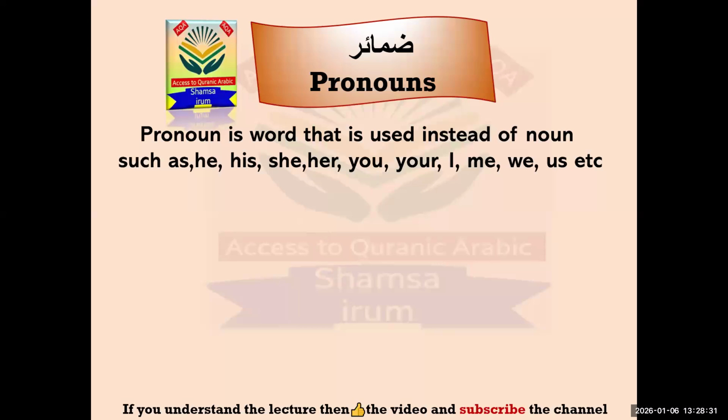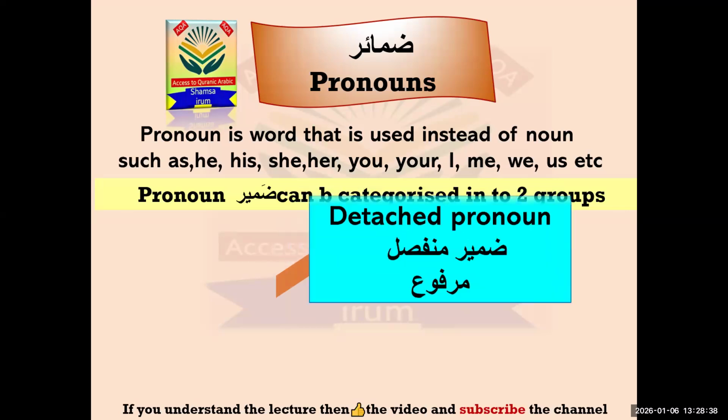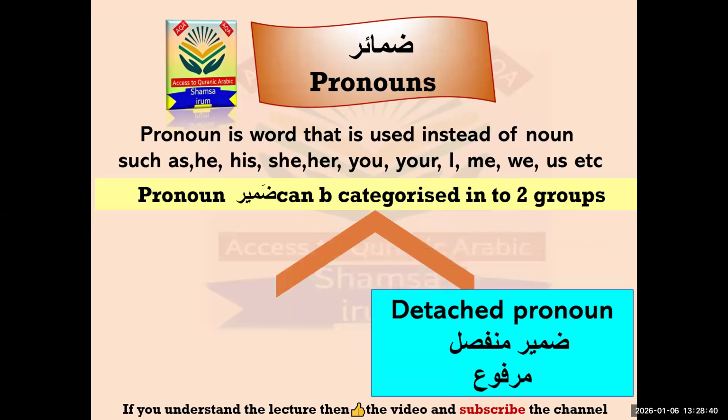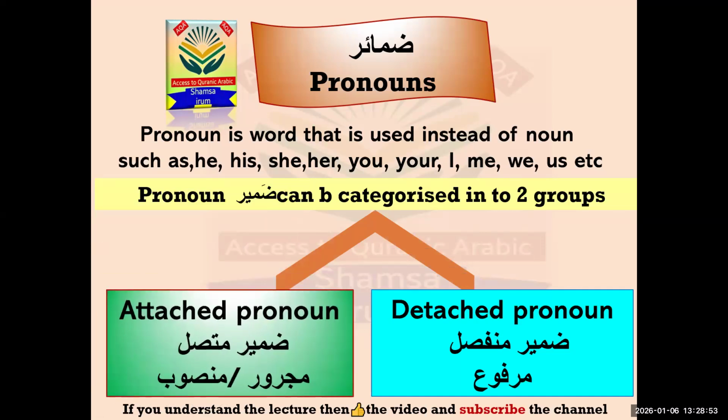You already know, as I have said many times, that pronouns can be categorized into 2 groups. The first is detached pronouns, ضمير منفصل, which are always in marfu state, the nominative state. On the other hand, the other type is the attached pronoun, ضمير متصل, whose i'rab can be majroor or mansoob.